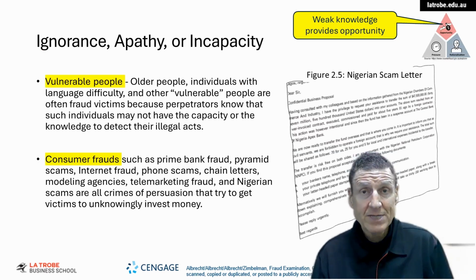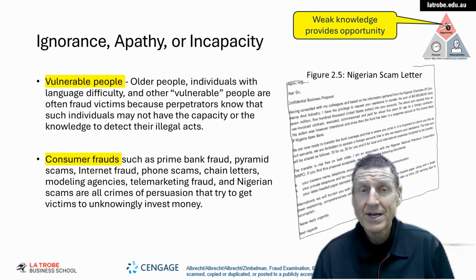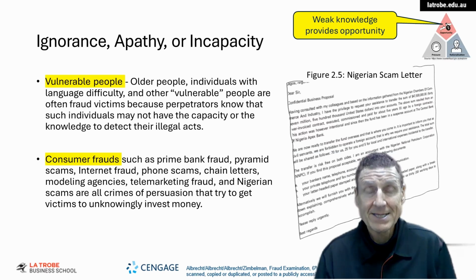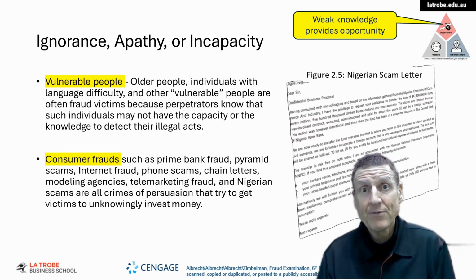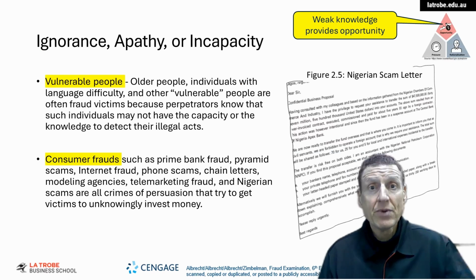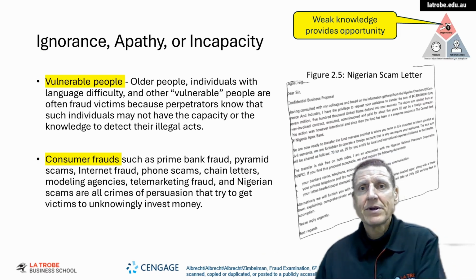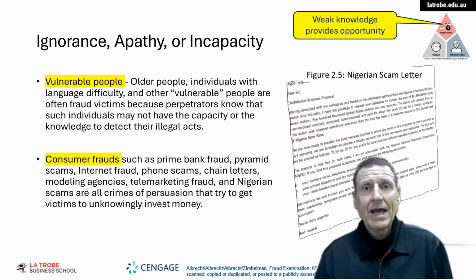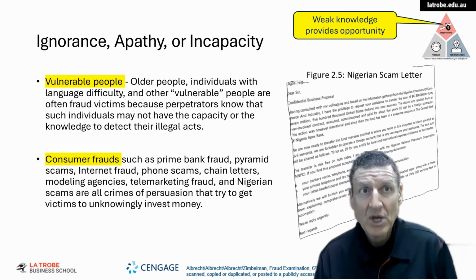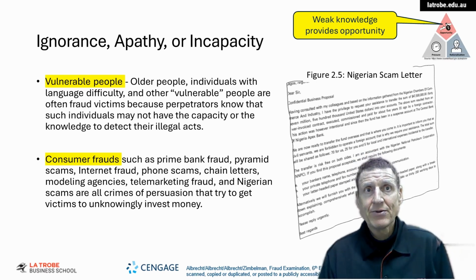Finally, weak knowledge provides an opportunity. What do I mean? Ignorance, apathy, incapacity. We hear about this every day now in the news, where scammers have tricked elderly people, or people that are none the wiser, or they haven't got a full education, and they're the vulnerable people. And perpetrators know that such individuals may not have the capacity or the knowledge to detect their illegal acts.